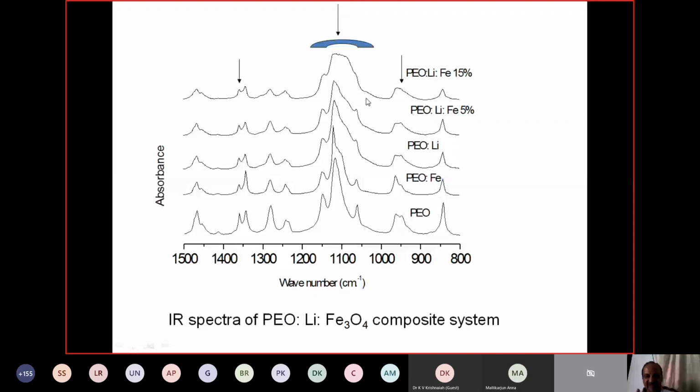Because Fe3O4 is there, copper oxide is there, because oxygen is there, it has some sort of negative charge, and lithium has the positive charge. That means they will be coordinated. These three components, the polymer, lithium, and also nanoparticles, are forming some sort of network, which is disrupting the crystalline structure and increasing the amorphous nature of that material.